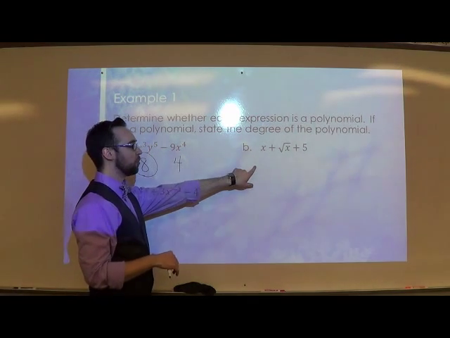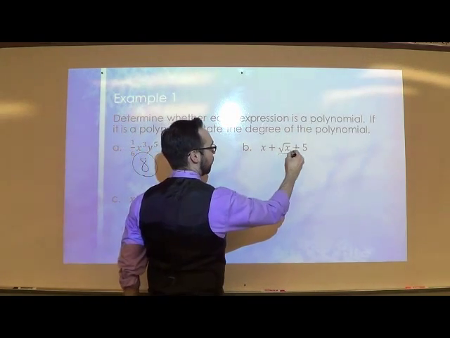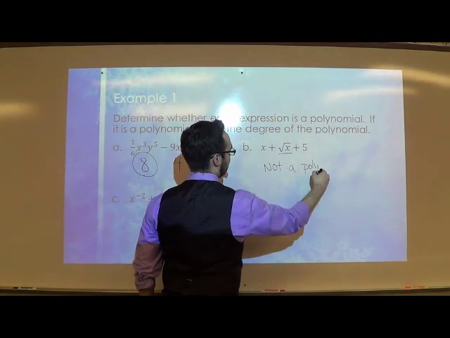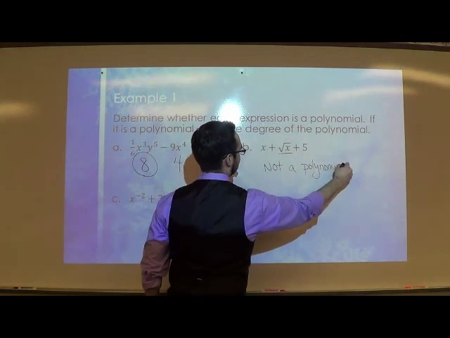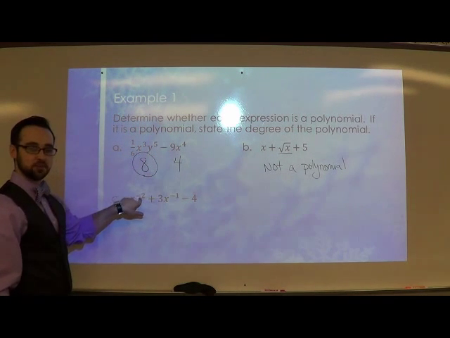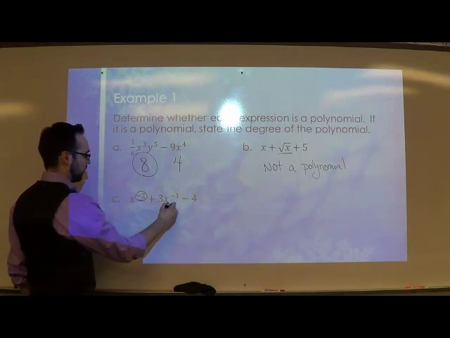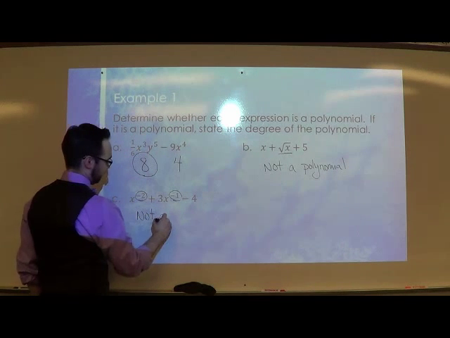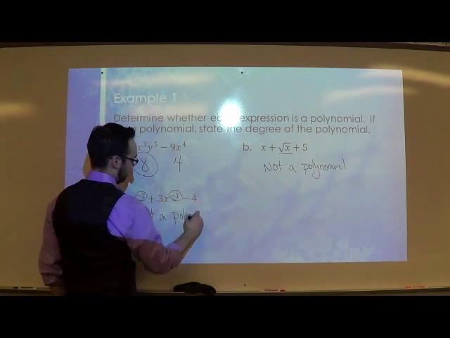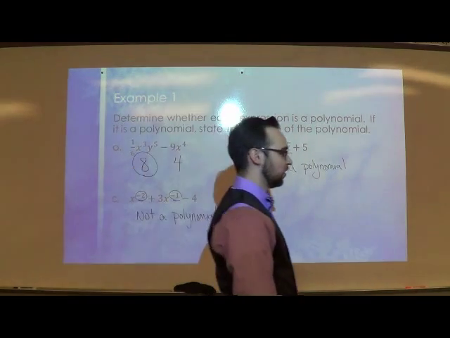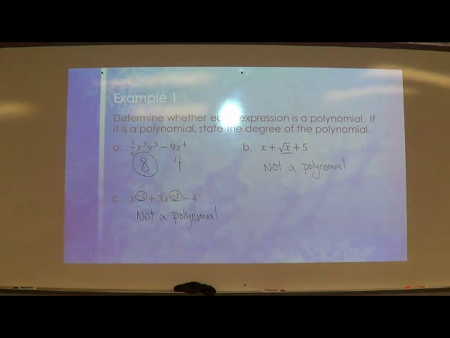Over here, this is not a polynomial because we have the square root. So because of the square root, this is not a polynomial. And similarly down here, because we have the negative exponents, this one is not a polynomial either. So if it is a polynomial, we're looking for the one with the highest degree within the polynomial. If it isn't, then there's nothing else to do.